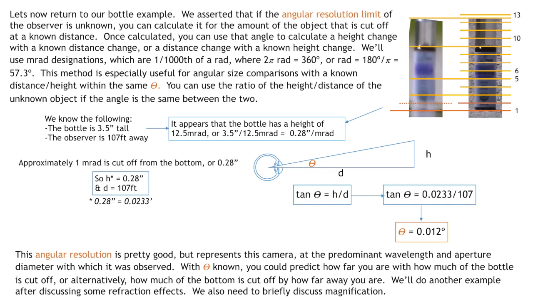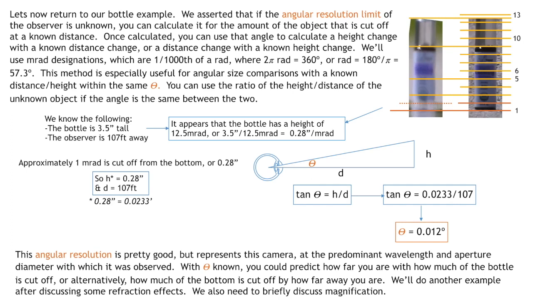So we'll use MRAD designations, which are 1/1000th of a rad, or radian, where 2 pi radian is equal to 360 degrees, or a radian is equal to 180 degrees divided by pi, which is equal to 57.3, like we mentioned before. This method is especially useful for angular size comparisons with a known distance or height within the same theta.